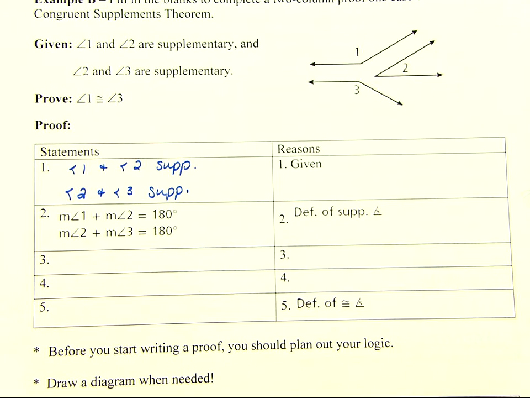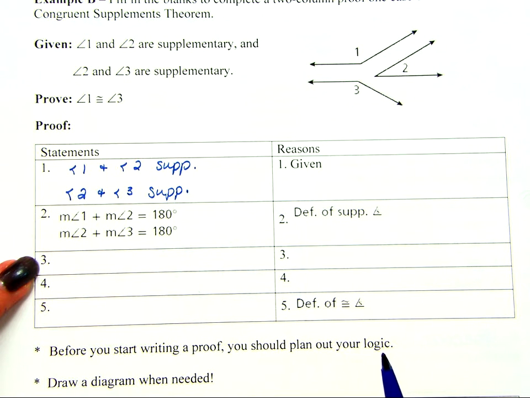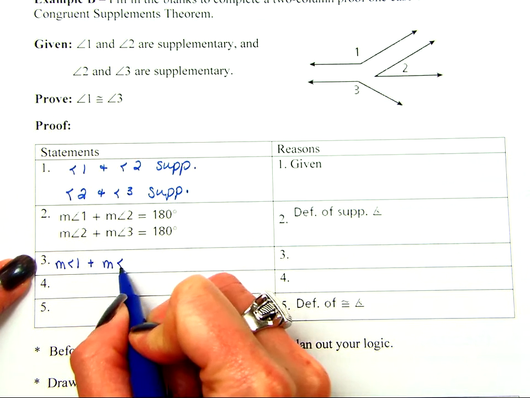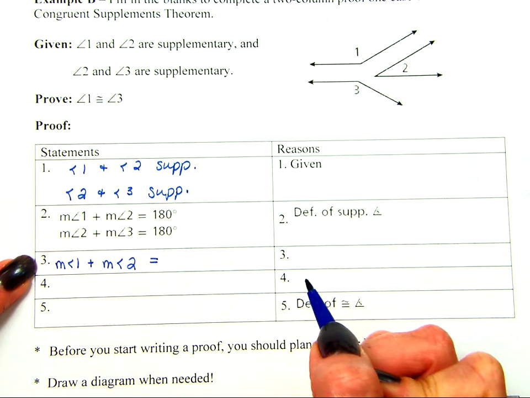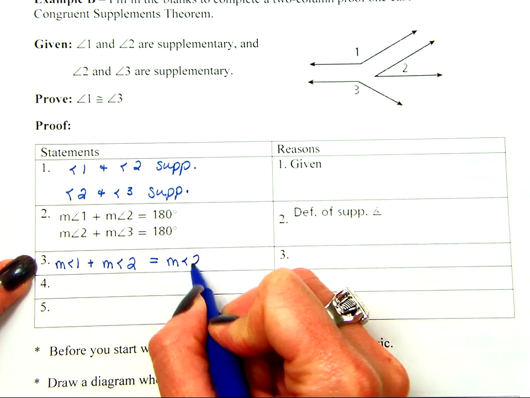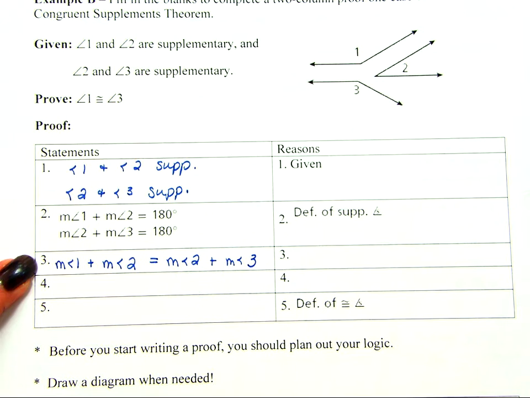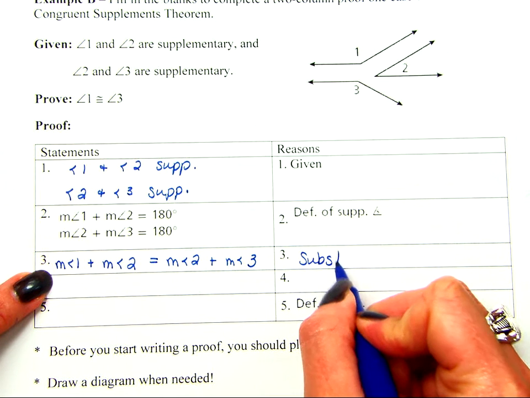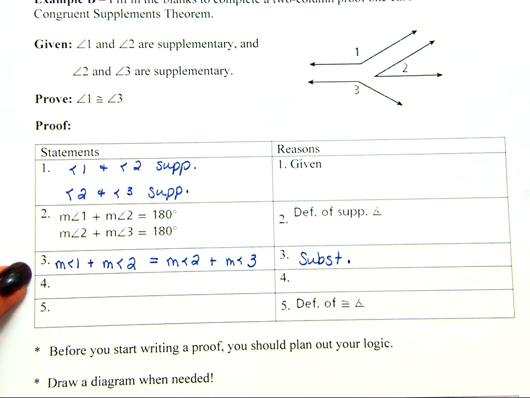I'm going to go ahead and show you step 3. If 1 and 2 equal 180, 2 and 3 equal 180, they both equal 180 degrees, which also means they would equal each other. So my step 3 is going to look like this. The measure of angle 1 plus the measure of angle 2 would equal the measure of angle 2 plus the measure of angle 3. How is that true? Well, instead of saying that 1 plus 2 equals 180, I in fact substituted the 2 plus 3 information.